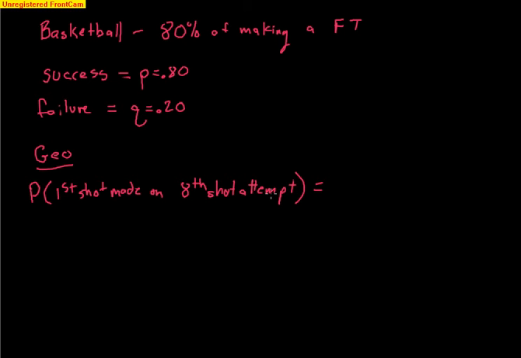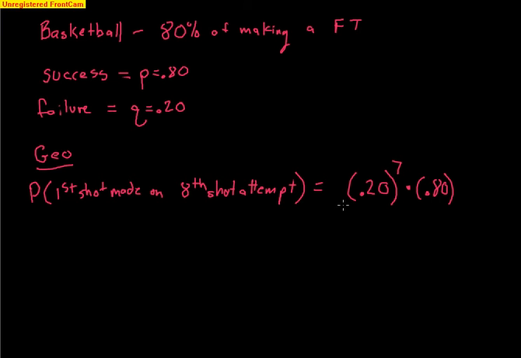That means trials 1, 2, 3, 4, 5, 6, and 7 must have all been failures. So I don't feel like writing out all those failures, so I'm just going to do 0.20 because that's failure, raised to the 7. That's 7 straight failures followed by a success. Okay? And that is very easy to think about. There's no other way that can happen. So it'd be 0.20 raised to the 7th times 0.8, and that's a very low probability.